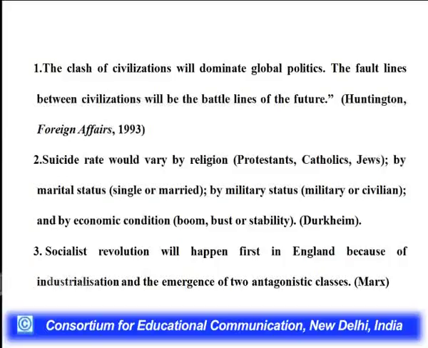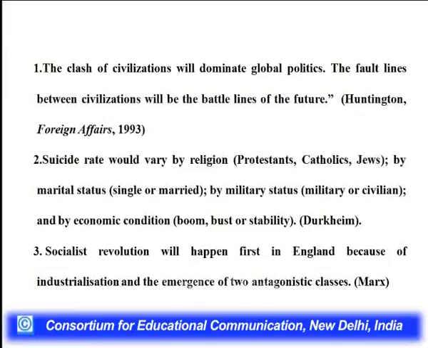Durkheim. Here you have the hypothesis that the suicide rate would vary by religion (Protestant, Catholic, Jews), by marital status, by military status, and by economic condition. So these are the variables with which he is trying to understand the rate of suicide, variables like religion, military status, marital status, and economic condition. So this is how, when you try to explain something, you use causal variables to frame the hypothesis.